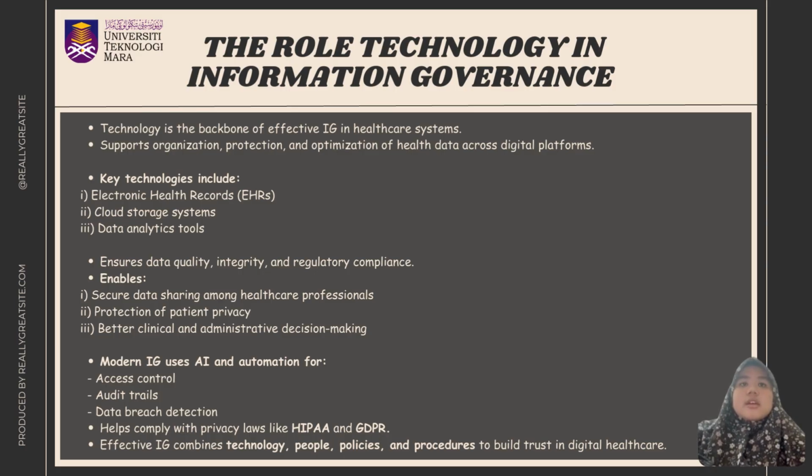Next, the role of technology in information governance. Technology is the backbone of effective IG in healthcare systems. It supports organization, protection, and optimization of health data across digital platforms. The key technologies include, first, electronic health records, which is EHR. Second, cloud storage systems, and last one is data analytic tools. These ensure data quality, integrity, and regulatory compliance.